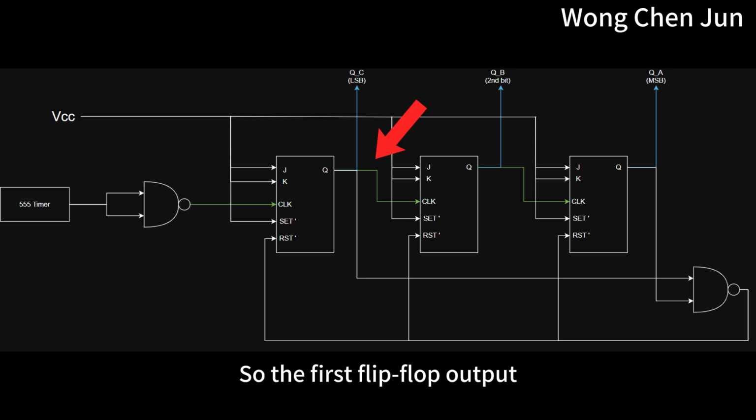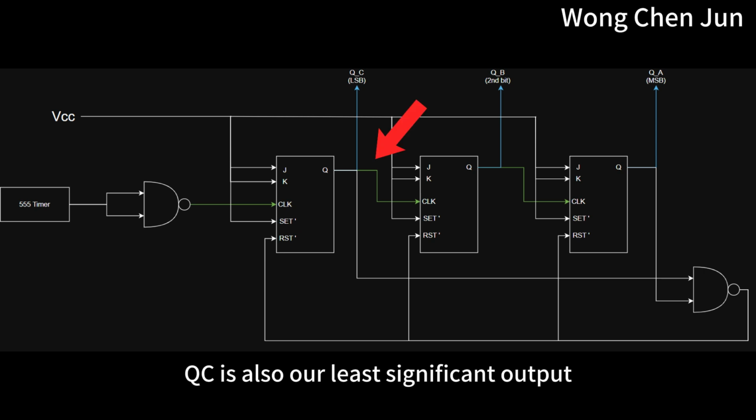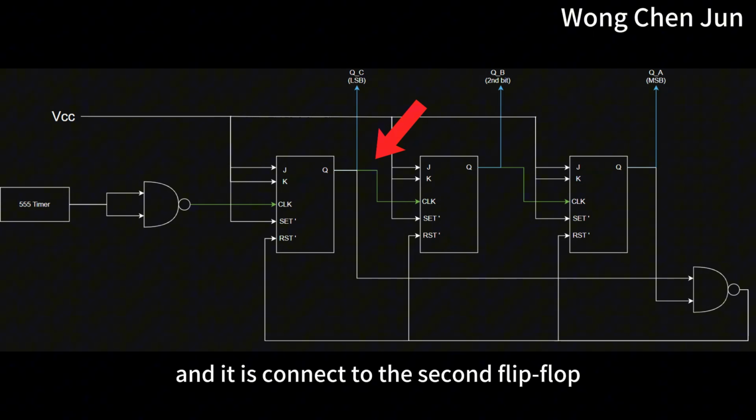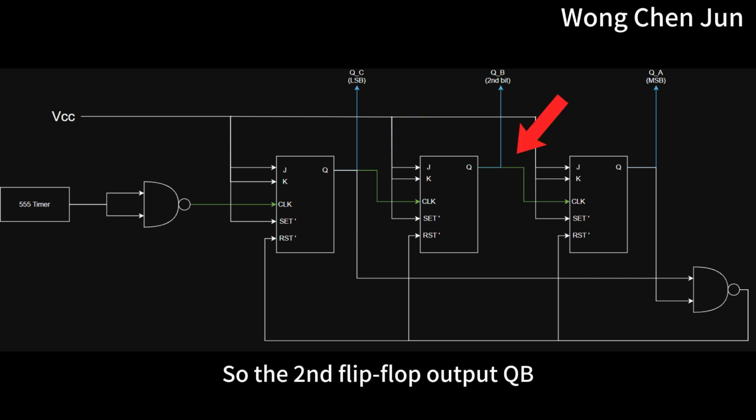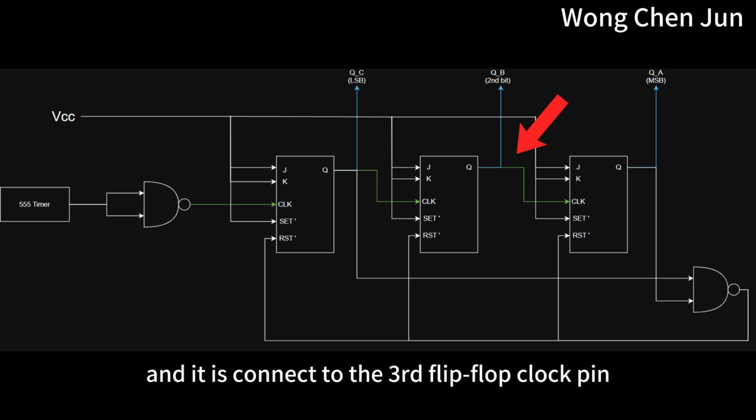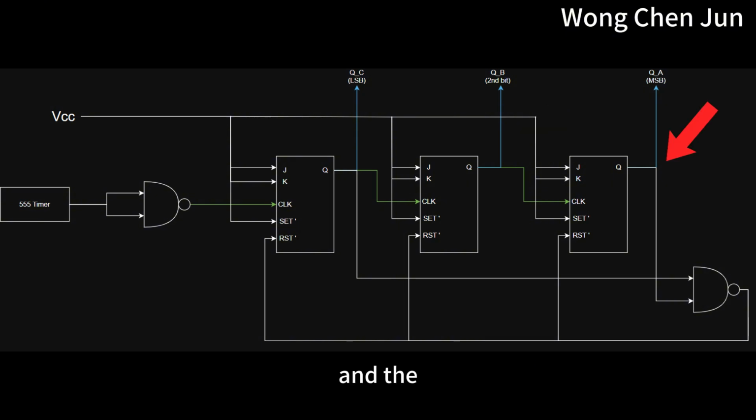So the first flip-flop output, QC, is also our least significant output, and it is connected to the second flip-flop clock pin. The second flip-flop output, QB, is our second bit output, and it is connected to the third flip-flop clock pin. And the third flip-flop output, QA, is our most significant output.